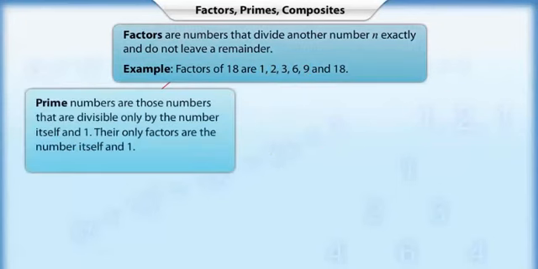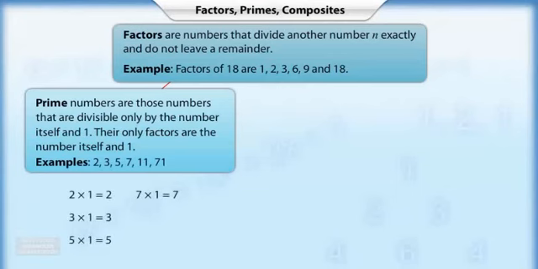Now, let's recall prime numbers. The numbers whose only factors are the number itself and 1 are called prime numbers. Some examples of prime numbers are 2, 3, 5, 7, 11, and 71.